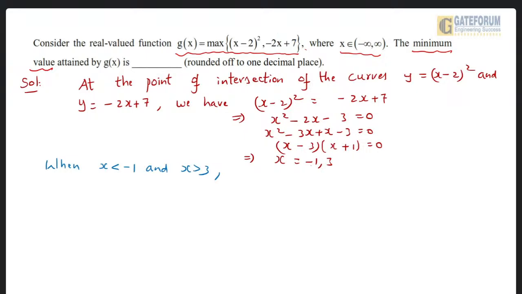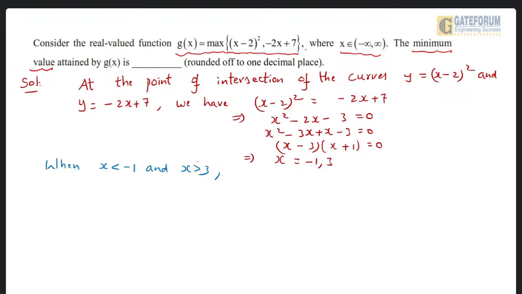Now coming to x greater than 3. Take any value greater than 3. Let us take x is equal to 4. Substitute here. 4 minus 2 whole square is 4. And minus 2 into 4 plus 7 is minus 1. So 4 comma minus 1, which is maximum? 4. So that means the corresponding function (x minus 2) whole square is maximum when x is greater than 3.